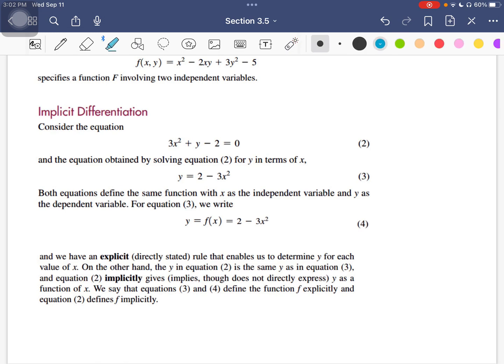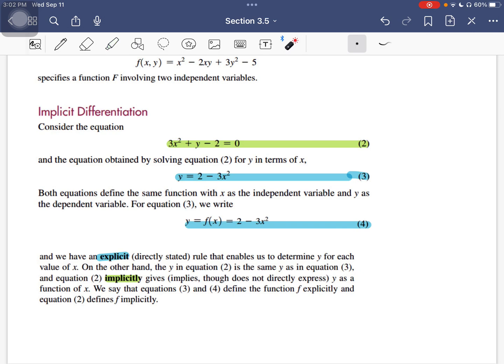So we can do some color coding. These are explicit functions. And equation 2 is an example of an implicit function.